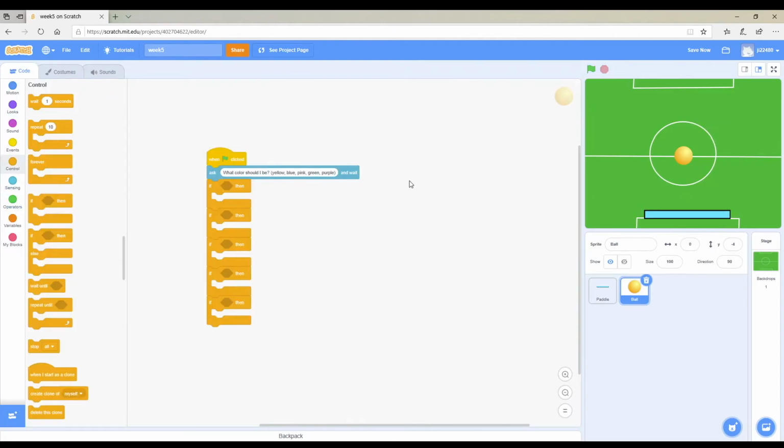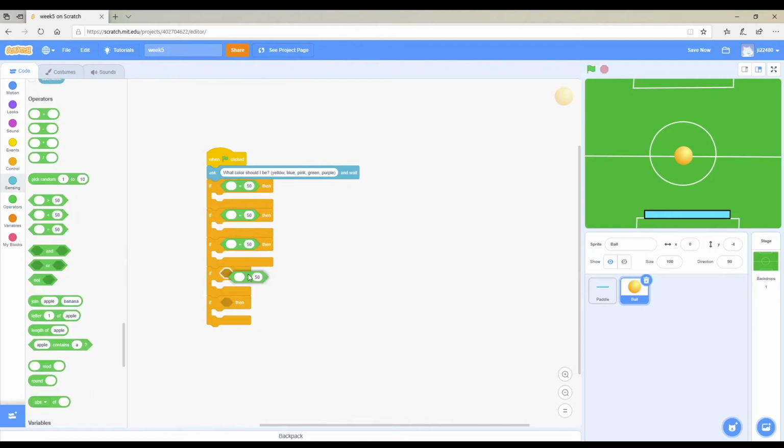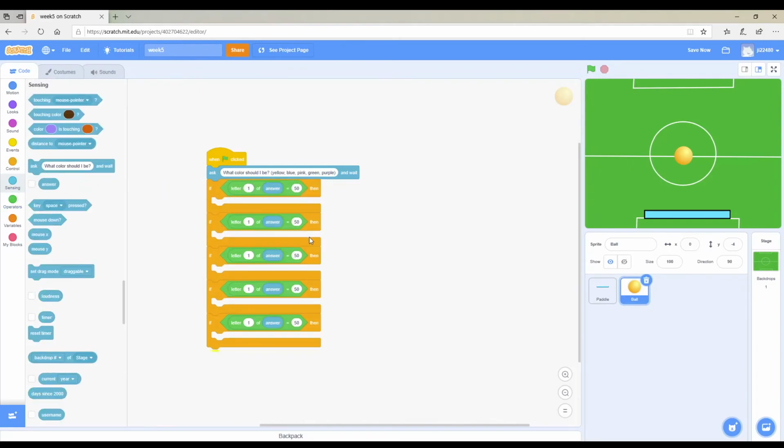Let's drag in our if-thens. Here we are. 5 options, 5 if-thens. Some people can get a little mixed up in typing, so if they have a little typo, that should be okay. We're only going to take the first letter of the answer. Okay, and now, here we go.